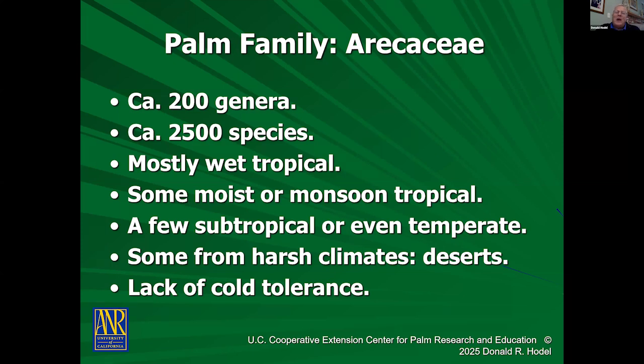Most of the palm family is wet tropical in origin, so we really can't grow them here along the West Coast. Some are moist or monsoon tropical, which means they have a distinct dry season. And some of these we can grow here. And then the ones we can mostly grow are the subtropical or even temperate species, which often come from harsh climates like deserts. Those are the palms we can grow. So our major obstacle for growing palms here is lack of cold tolerance. And in some instances, lack of water, because that's always an issue on the West Coast.